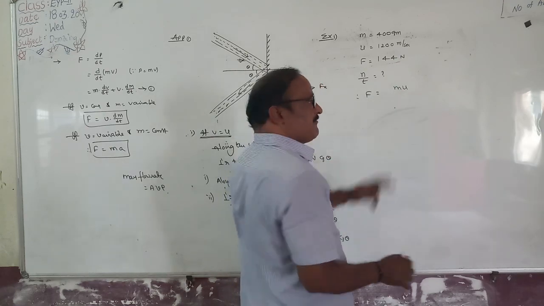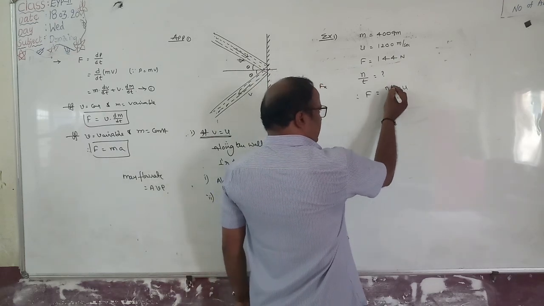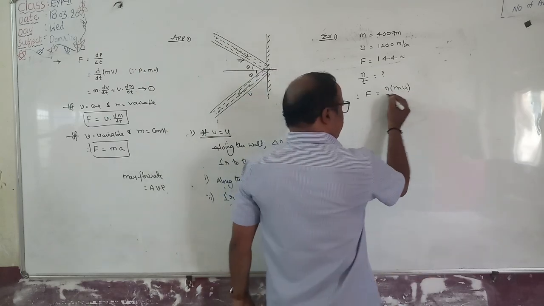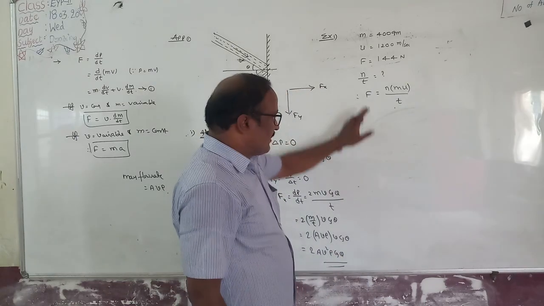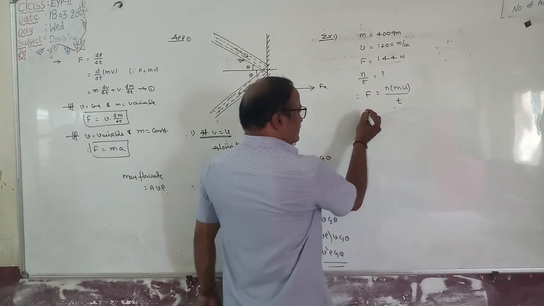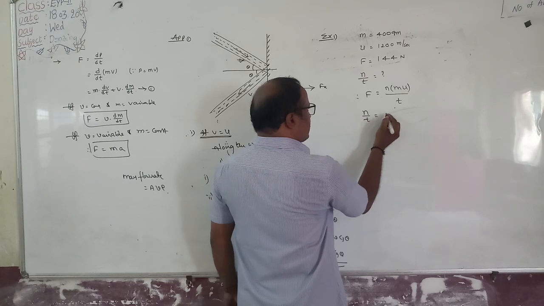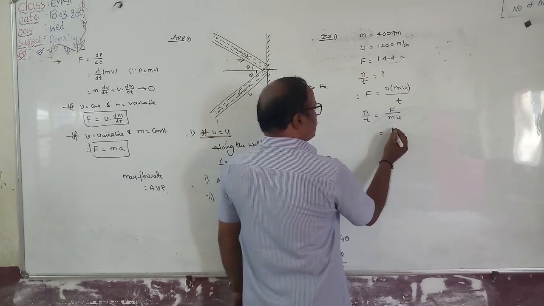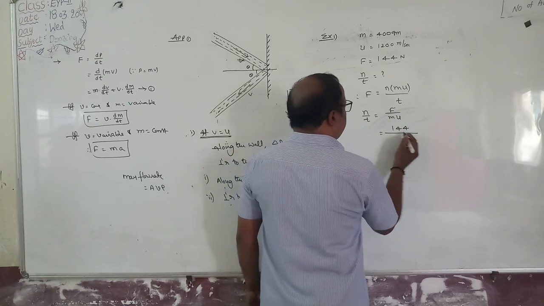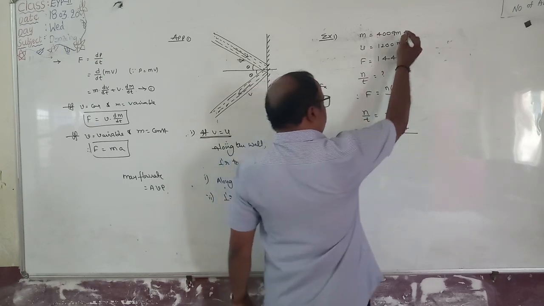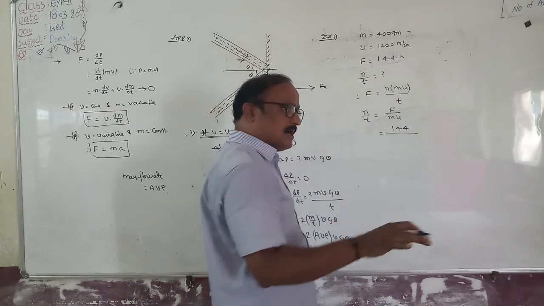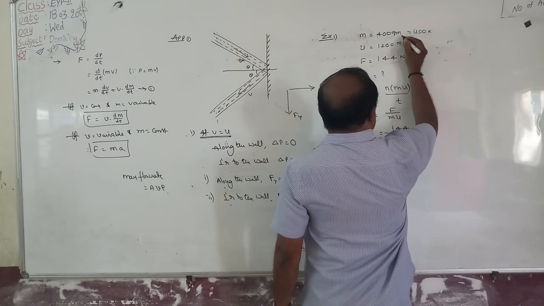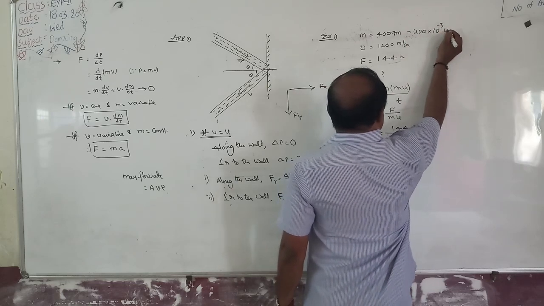And how many bullets are fired? n. And n into mu is the total momentum of all the bullets. In what time? t. So F is equal to n into mu by t. From this formula, n by t is equal to F by mu. That F is 144, divided by the mass of each bullet, which compulsorily must be converted from grams into kilograms. That is 400 into 1 gram equal to 10 power minus 3 kilograms.